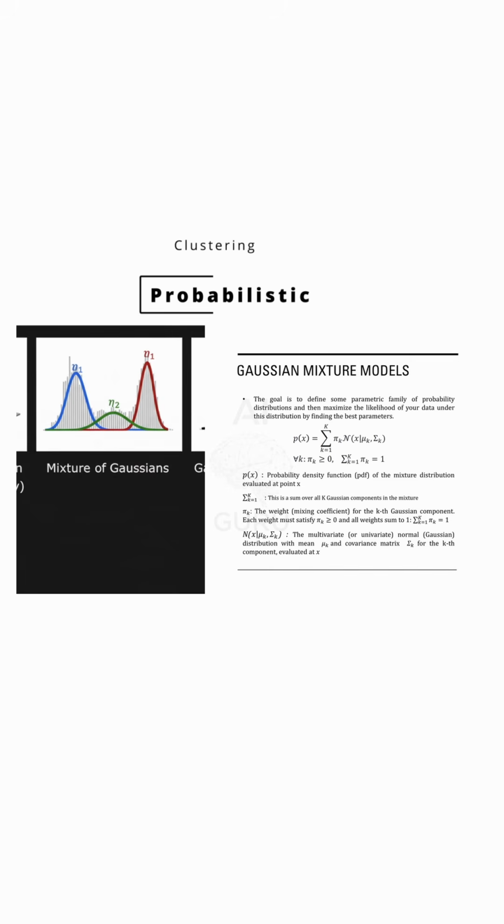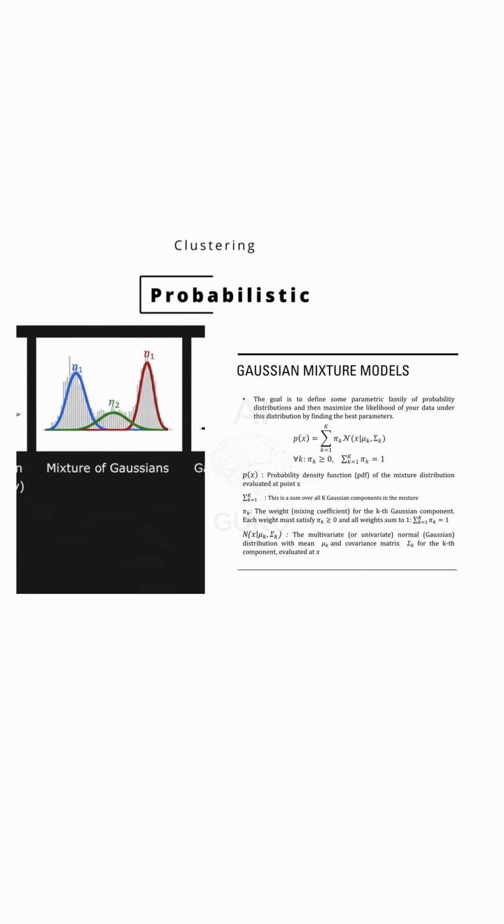So it doesn't have to be spherical. Exactly. It can be oval, diagonal, whatever the covariance matrix dictates. And each component also has its own mixture weight, saying how prominent that component is in the overall mix. This sounds much more flexible than k-means, especially for real-world data where boundaries are often messy. It is much more flexible.